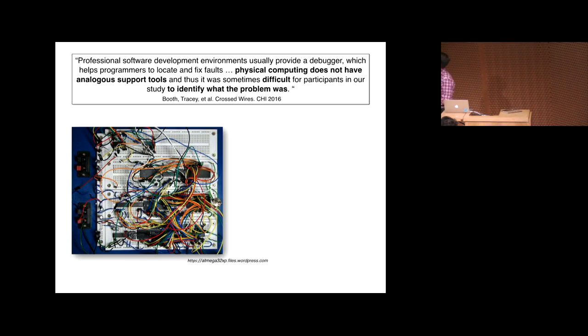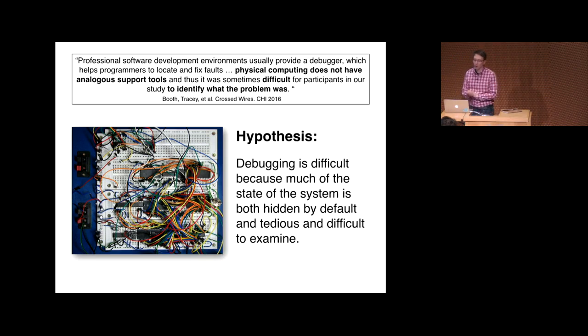There have also recently been some studies of students trying to create breadboarded hybrid software-hardware prototypes. One of the outcomes of the study, which if you've breadboarded is probably not that surprising in hindsight, is that compared to software, it's much harder to identify at what layer the problem begins, where the problem lies. Our hypothesis is that debugging is difficult because much of the state of the system is both hidden by default and difficult to examine, even if you know what you want to examine.